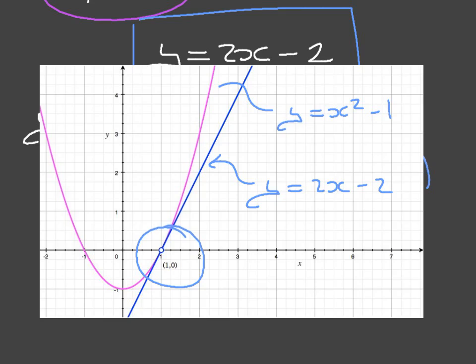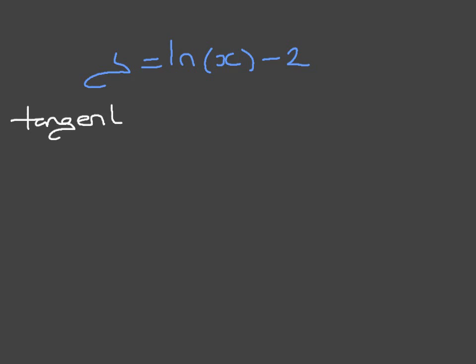Okay, let's look at another example. Let's say we're given the curve y is equal to ln of x minus 2. And we're asked to find the tangent to this curve at the point e, negative 1.